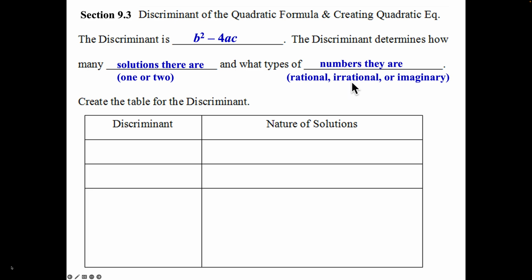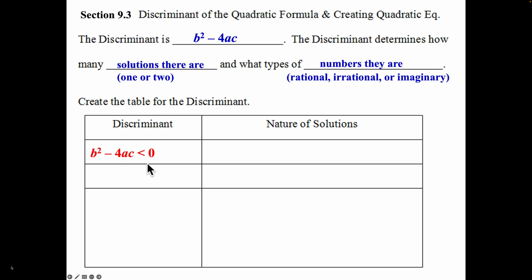Irrational will mean that you will have a square root left over in that second fraction. Or imaginary, you're going to have an i as part of your answer in that second fraction. So what we have to do is simply evaluate this. That's why I said you might want to store the A, store the B, store the C, and have your calculator just do alpha B squared minus 4 times alpha A times alpha C. And you don't even have to put the times symbols in between.